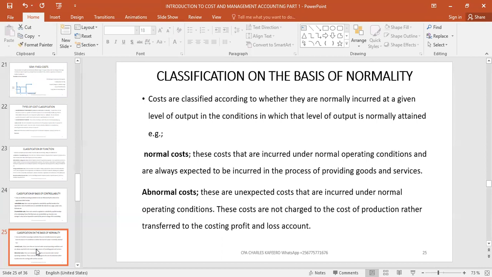Then for the other normal ones, we can put them in the cost of the items themselves, but these abnormal costs are not supposed to be part of the cost of production. But the other abnormal ones, they can be part of the cost of production.